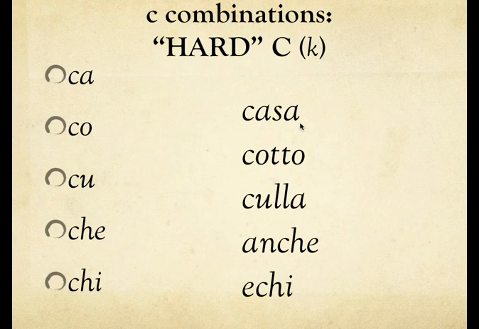Casa. Cotto. Culla. Anche. Ecchi. Now we'll go through them and pronounce the word in Italian and then give the English equivalent. Casa, house. Cotto, cooked. Culla, crib. Anche, also. Ecchi, echoes.